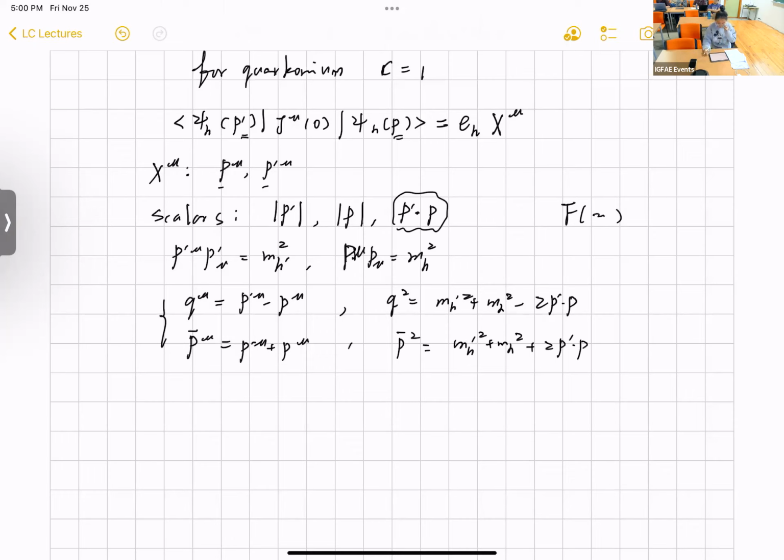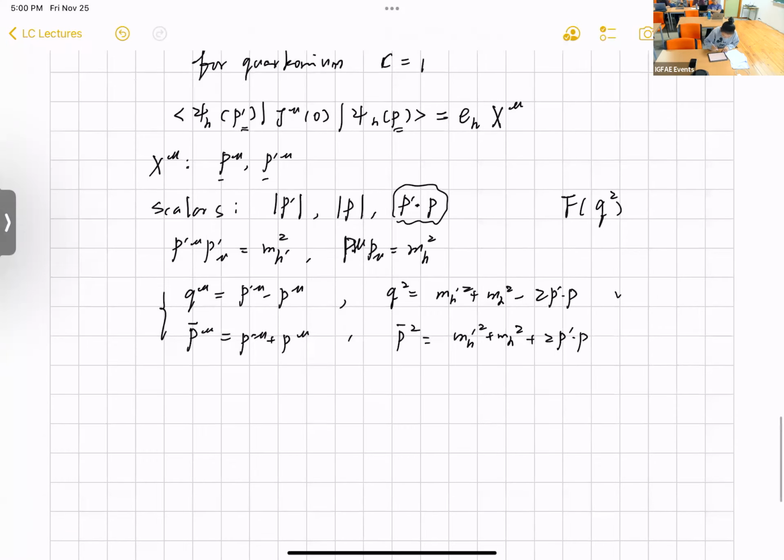Okay, so the form factor depends on p' dot p, and you see from this relation that we can also write p' dot p in terms of q squared, right? So this means I can write my form factor in terms of q squared. So the form factor would depend on only one variable, q squared.